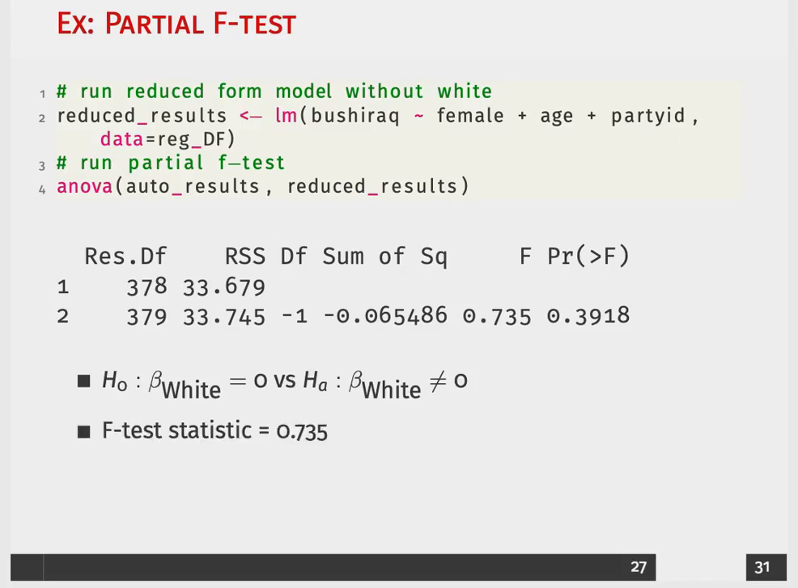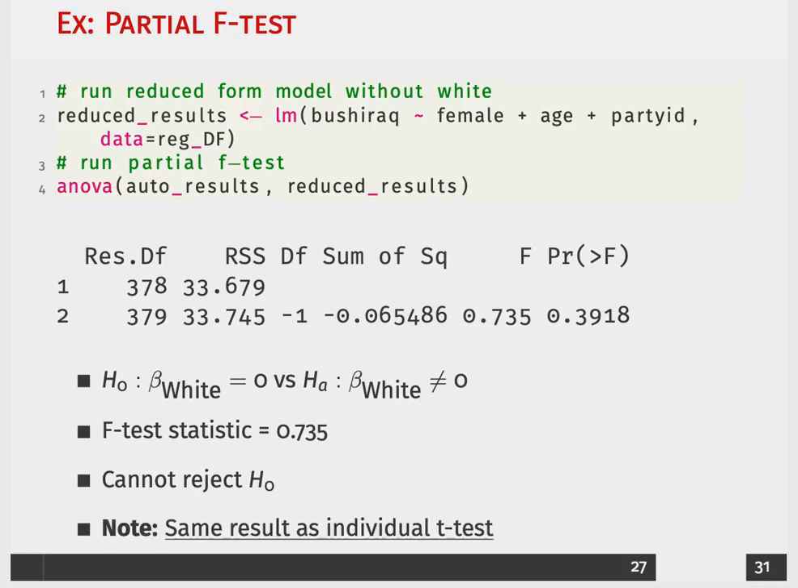We can construct our F statistic then, or in this case, it'll just give it to us. We get 0.735, and if we did this in R, we could calculate it, but it also provides the p-value, and we get a p-value of 0.39. Therefore, we cannot reject the null hypothesis that this subset has no relationship. It seems like there is not a relationship here between being white and supporting Bush going into the Iraq War, which we would have gotten from the t-test before.